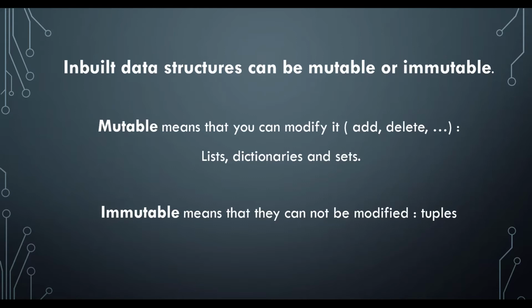Inbuilt data structures can be mutable or immutable. Mutable means that you can modify it. You can add, you can insert, you can remove, you can delete, depending on what you are looking for and what you are using these data structures for. For the mutable, we have lists, dictionaries, and sets. Immutable data structures means that they cannot be modified. And we have only one type, which is called tuples.